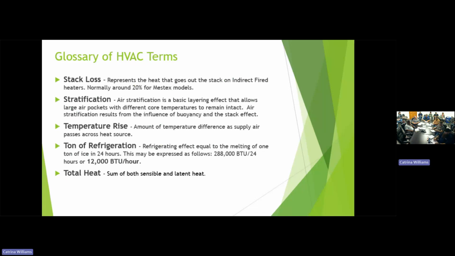Stack loss. This kind of goes hand in hand with what we had earlier, what the heater efficiency is. I told you that most of the furnaces here in this plant are about 80% efficient. Well, that means that 20% goes out the stack. Because they're 80% efficient, the other 20% we lose. That represents the heat that goes out of the stack on an indirect fired heater.